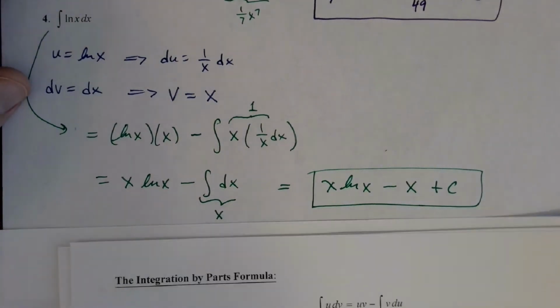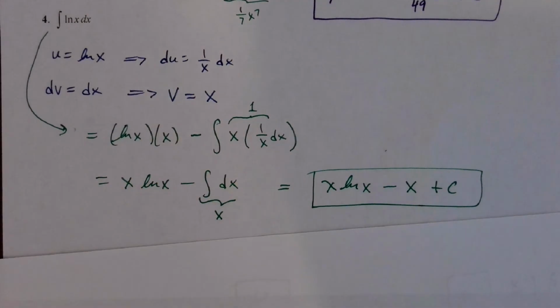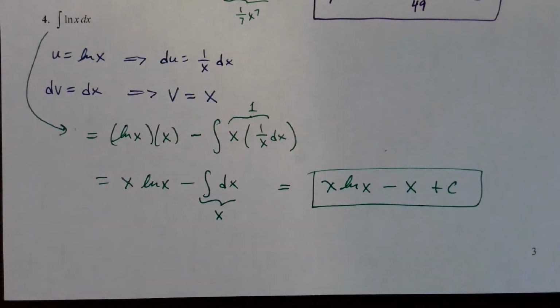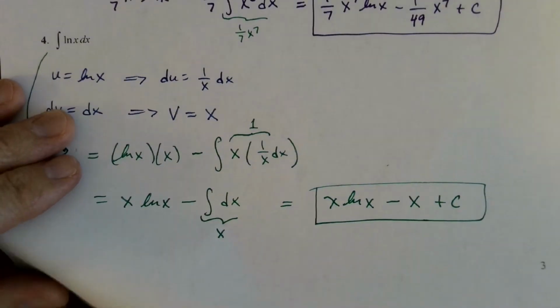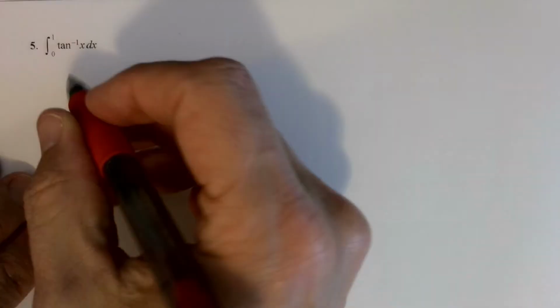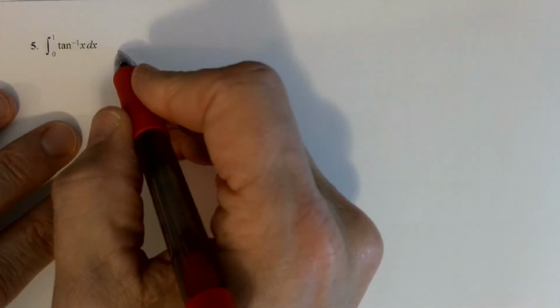Okay, so we can find antiderivatives of functions like the natural log of x, and we can also find the antiderivatives of functions like the inverse trig functions. I'm going to look at the next one involving the inverse tangent function. Also notice this one is a definite integral. A definite integral. So in order to evaluate the definite integral by the fundamental theorem of calculus part 1, we need the antiderivative, right?